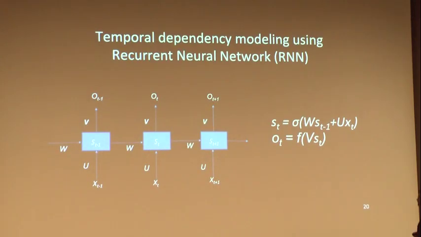Okay, so how to deal with this? We use a recurrent neural net. Let's first focus on how to tackle the temporal aspect of the problem, because it's a time series. Traffic flow is a time series, right? So we use a recurrent neural net, okay?